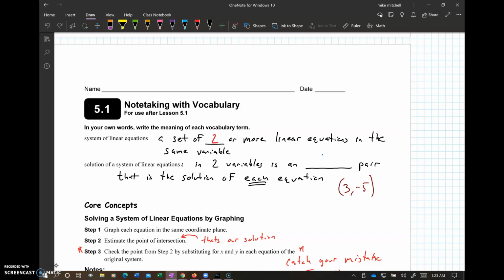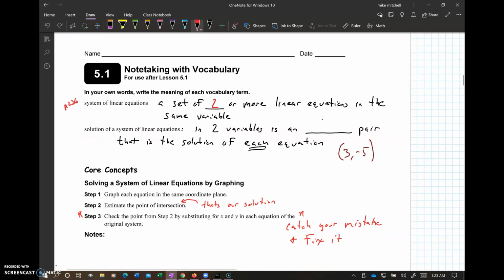These are in the book, don't forget. You can find these in the book. Page 236. I do suggest reading the books to get those complete. There's more detail in there.